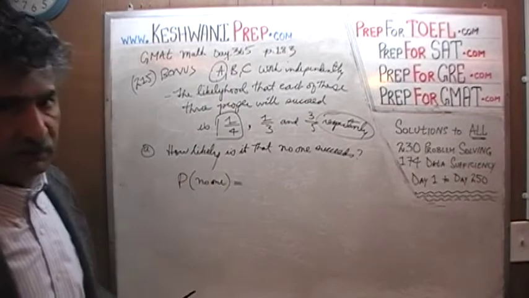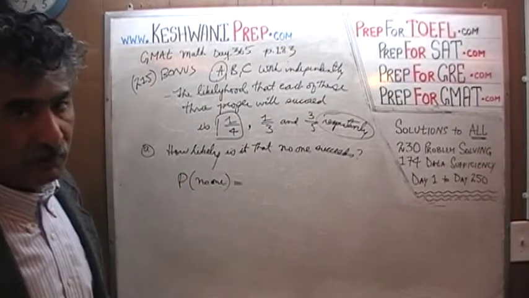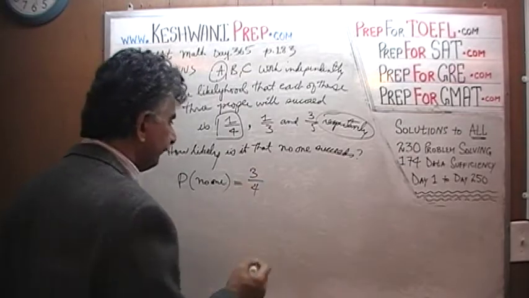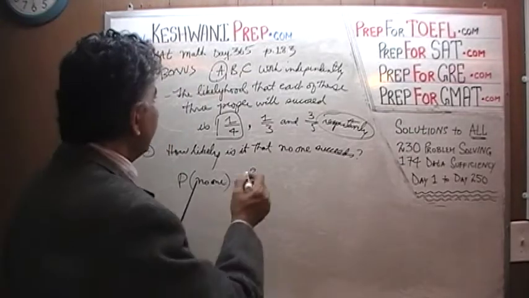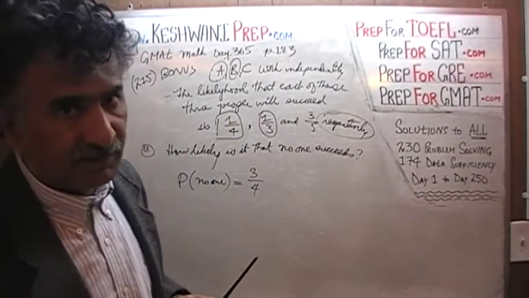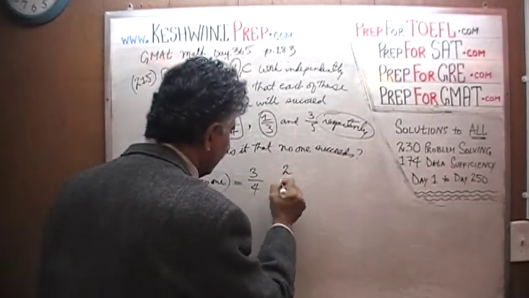This is the odds that A will succeed. The odds of A succeeding is 1/4. Therefore, the odds that A will not succeed is 3/4. And then the odds that B will succeed is 1/3, and therefore, the odds that B will not succeed is 2/3.